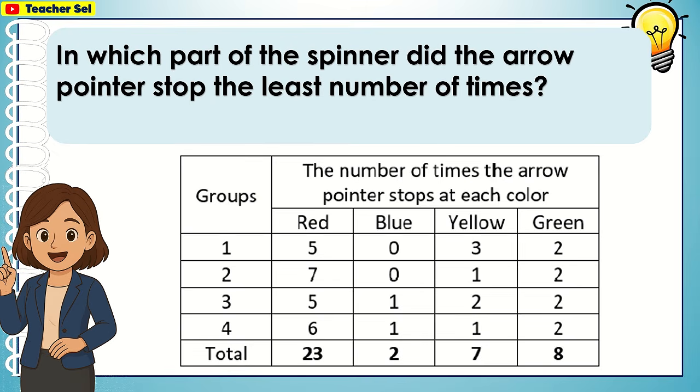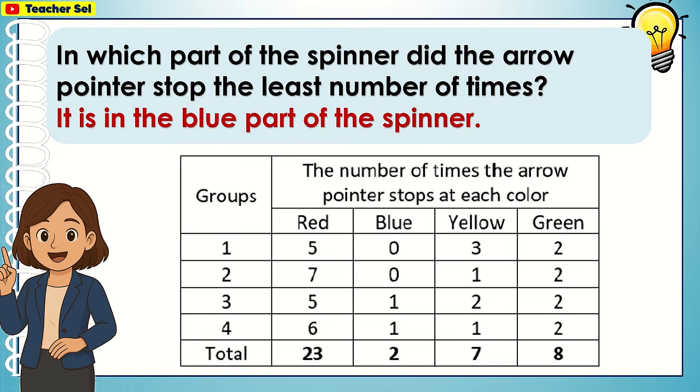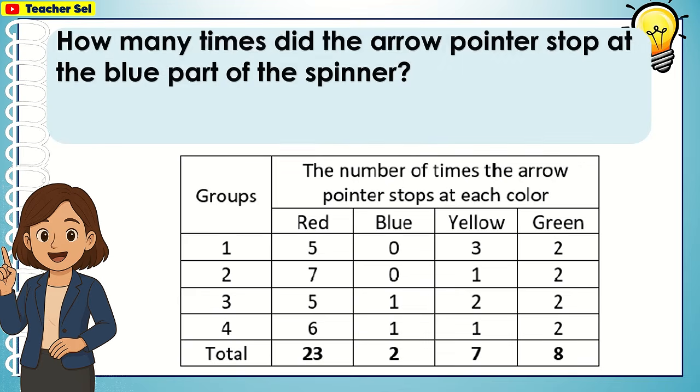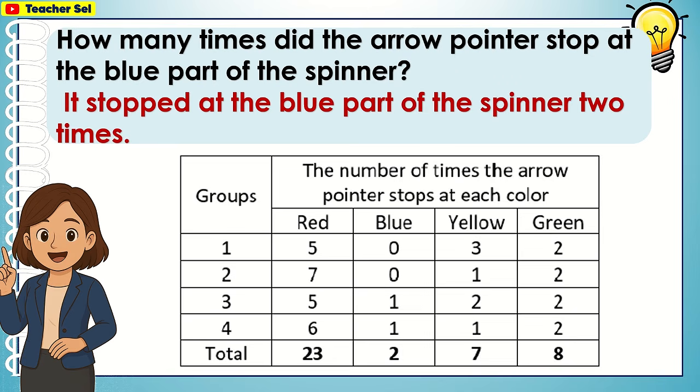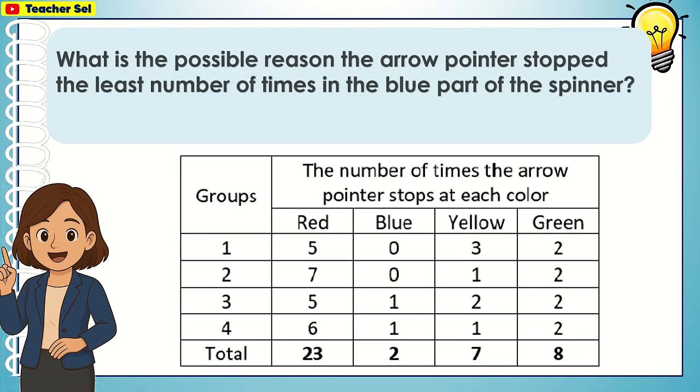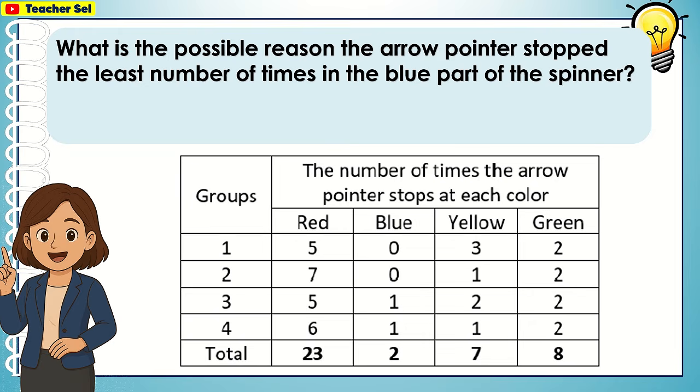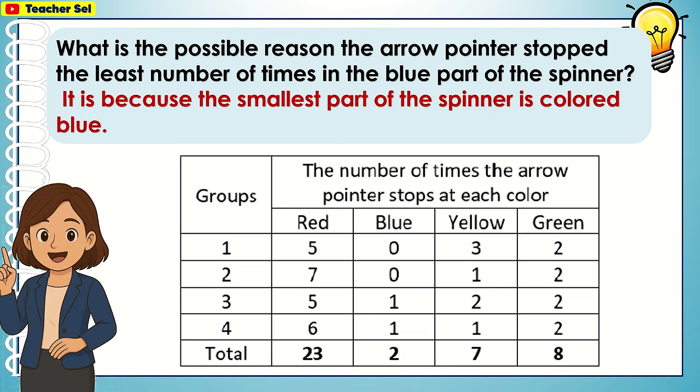In which part of the spinner did the arrow pointer stop the least number of times? It is in the blue part of the spinner. How many times did the arrow pointer stop at the blue part of the spinner? It stopped at the blue part of the spinner 2 times. What is the possible reason the arrow pointer stopped the least number of times in the blue part of the spinner? It is because the smallest part of the spinner is colored blue.